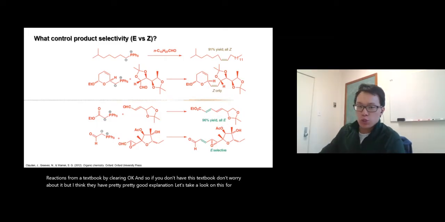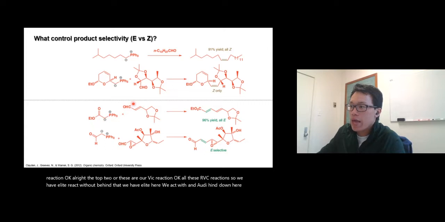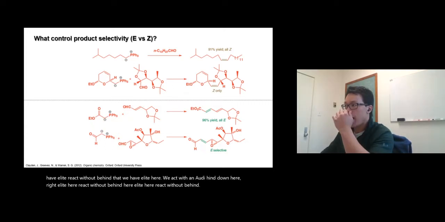All right, the top two, these are all Wittig reactions. All these are Wittig reactions. We have an ylid reacting with an aldehyde here, an ylid here reacting with an aldehyde down here, an ylid here reacting with an aldehyde here, and an ylid here reacting with an aldehyde. So these are all Wittig reactions.